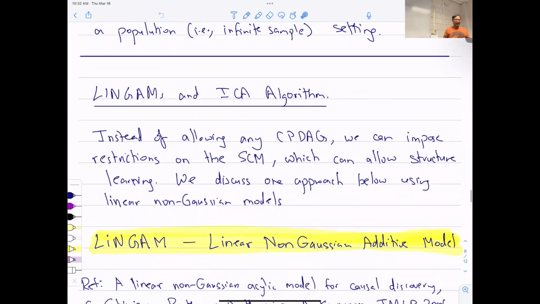Instead of allowing any CPDAG, suppose we say that the structural causal model has some structure. Can we say it's a linear SCM, where the f_j's in the SCM are actually linear? Suppose I put a linear model, then can we do some matrix inversion type, some matrix-based algorithm, to learn the structure completely? That's a different way of doing this.